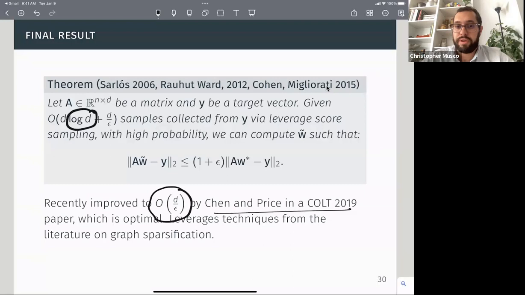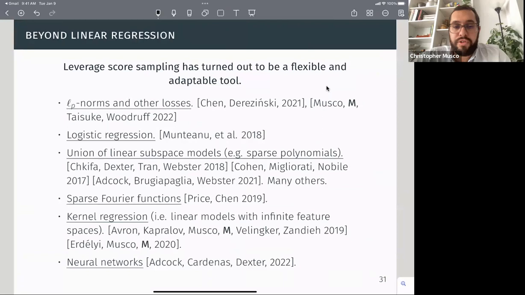Okay. One thing I find cool about leverage scores is they're very flexible and adaptable. So even though the analysis I just talked to you about is for agnostic learning for linear functions, they've been extended to, say, doing things beyond L2 loss. We can do LP norms and other losses. They can be used for logistic regression. They can be used for what I call union of subspace models. So these aren't linear problems, but they're things like sparse Fourier functions or sparse polynomials, which are like a linear problem, but you also get to select only a small number of columns in the matrix A. They can be extended to kernel regression problems, which is basically linear models with an infinite number of features. And then we'll talk a little bit at the very end about extensions to neural networks.